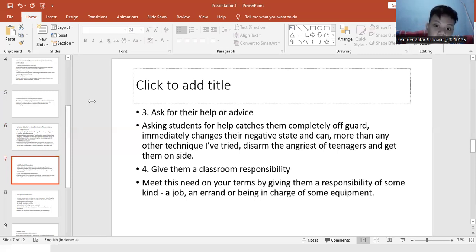4. Give them a classroom responsibility. Make them feel needed on your terms by giving them responsibility of some kind, such as a job, or putting them in charge of some equipment.